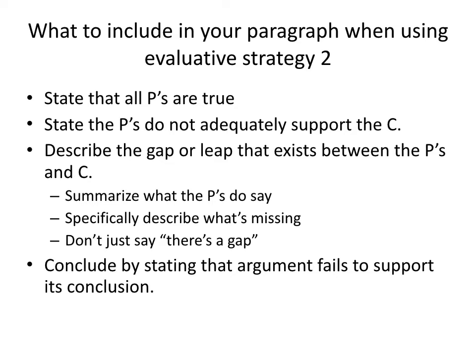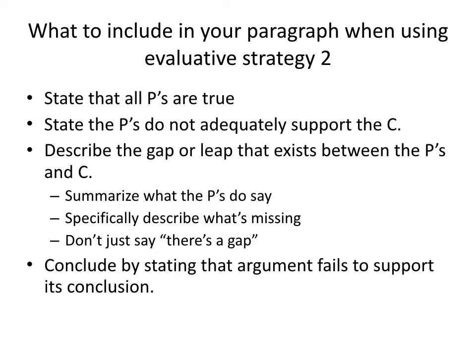Like I said, evaluations using strategy 2 can vary greatly depending on the original argument being evaluated and what we think is wrong with it. But whenever we apply strategy 2, we need these elements. You need to state that all the premises of the original argument are true. You need to state that the premises do not adequately support the conclusion. And then, this is really important, you need to describe the gap or the leap that exists between the premises and the conclusion. This means you need to describe what's missing.